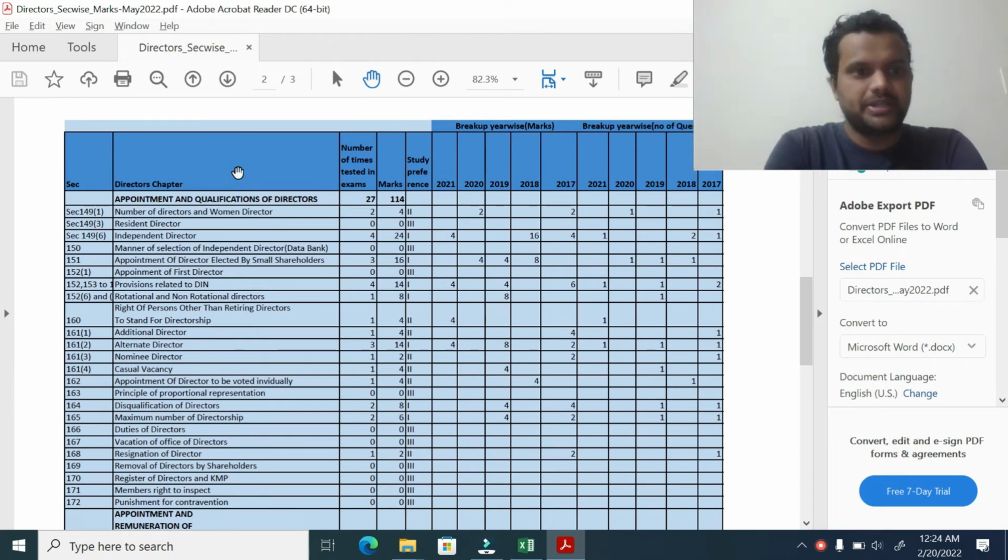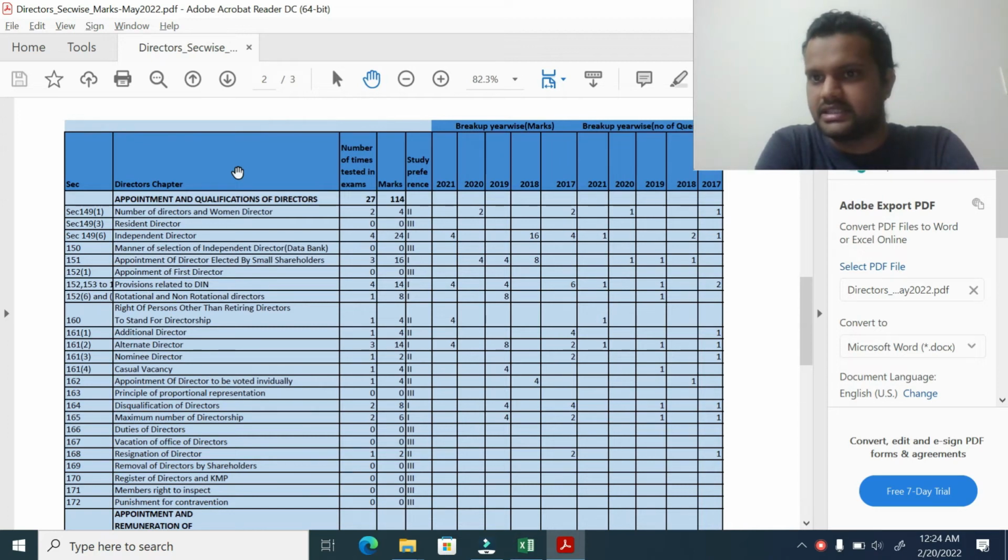Now look at this spreadsheet, how it was designed. See: section, director's chapter, number of times tested in the exams, marks, study preference, and year-wise breakup, as well as the number of questions asked in each year, I have given here. So I didn't split it into May and November for every year. There is a reason for that. Once I give that minute level of breakup, you always tend to study what was not asked in the May attempt, or what was not asked in the November attempt.